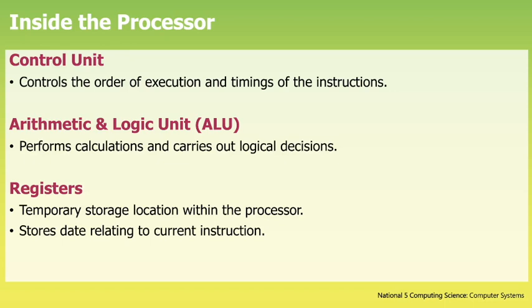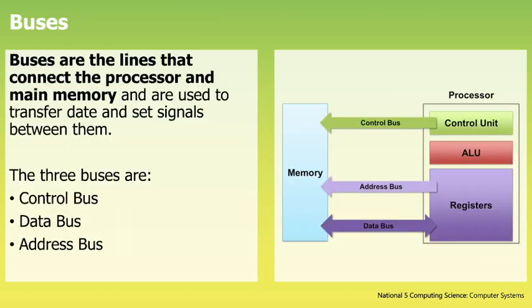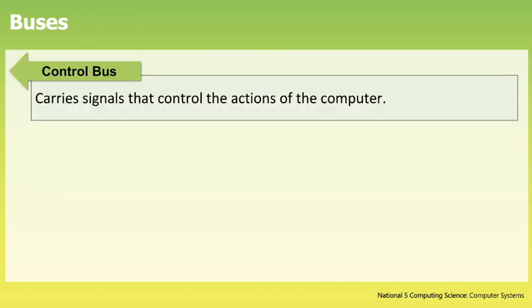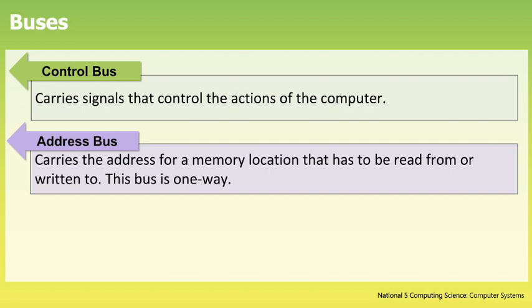Buses link the processor and main memory together, and they are used to transfer data and send signals between them. The three buses are the control bus, data bus, and the address bus. Like the control unit, the control bus carries the signals that control the actions of the computer. It carries a signal telling main memory whether it's expecting new information or whether information will be read from it. The address bus carries the address for a memory location that has to be read from or written to.